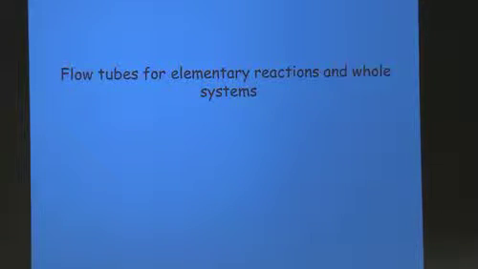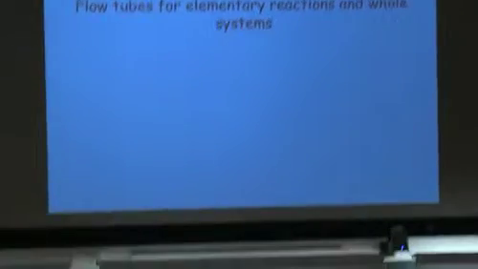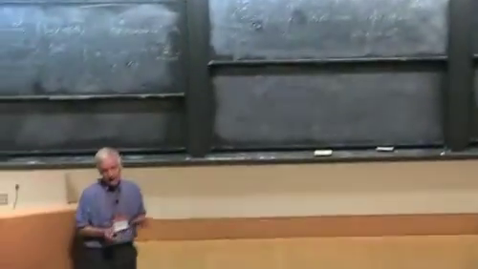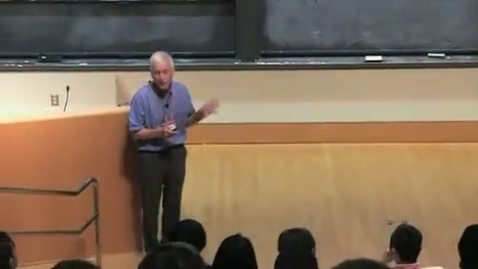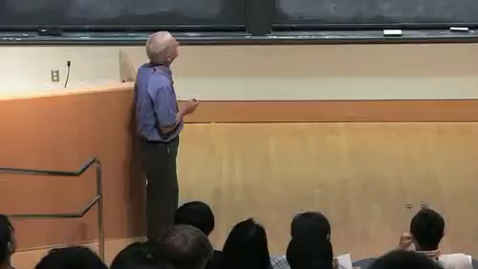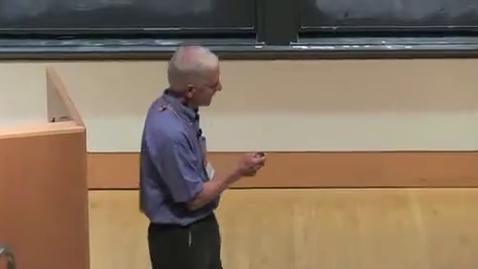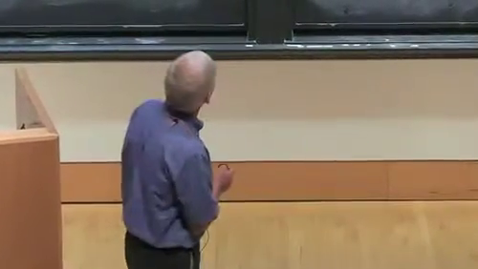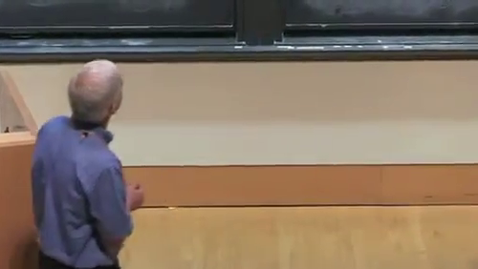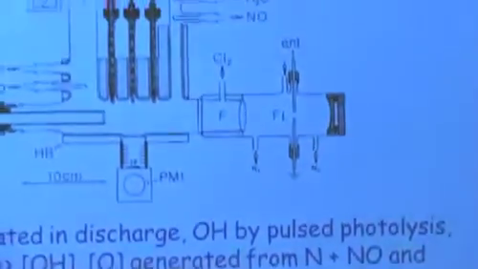OK, flow tubes. So as I said, those of you who've been on the lab tour will have seen Fred Dreyer's turbulent flow reactor. But flow tubes have been widely used for elementary reactions. And I'll mention one experiment very briefly. So this is the reaction between O plus OH.